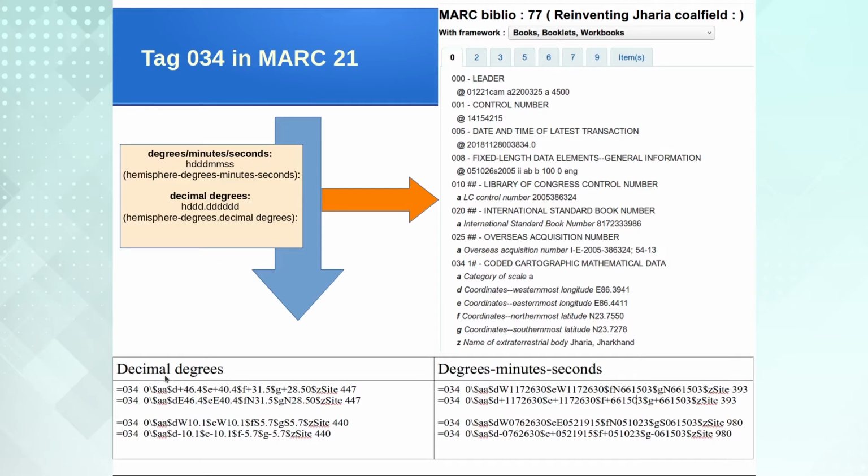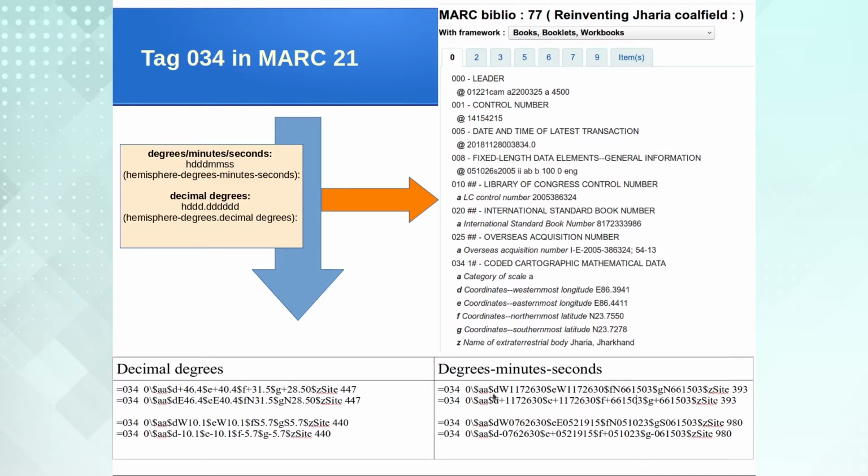This basically deals with the decimal degree data encoding model. Both are possible, any one we can adopt. So here you can see 034 data sets, how subfield D, subfield E, subfield F and subfield G are basically encoded, and here you can see the degree, minute, second model.